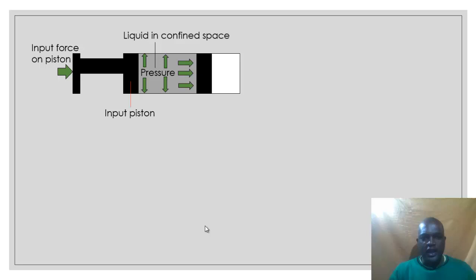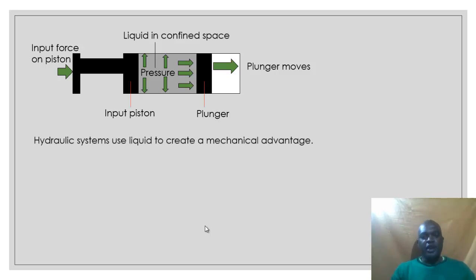confined space. So what this does is the liquid is trying to look for an outlet, where there's a space where the pressure can be released, and by doing so we end up having the plunger moving forward. We've got an output force that causes the plunger to move. Basically the hydraulic system is using liquid to create a mechanical advantage. What do we mean when we say mechanical advantage? We are saying that this gives us the ability to do work by applying very little force.